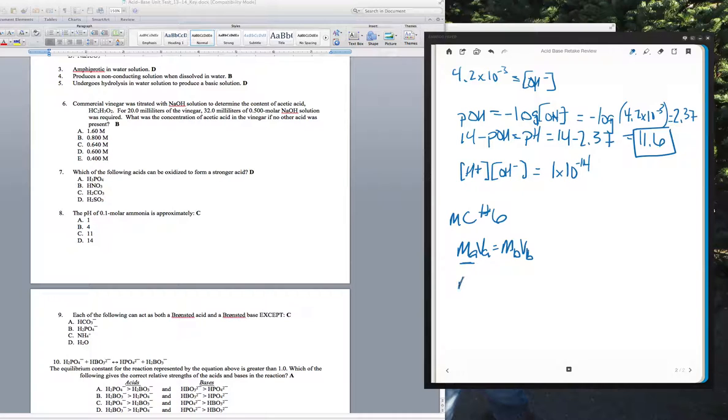So we know that Ma is going to be equal to MbVb over Va. So the molarity of the base was 0.500 molar. The volume of the base was 0.032 liters. And the volume of the acid was 0.0200 liters. So this should give me the right answer. Cross our fingers.